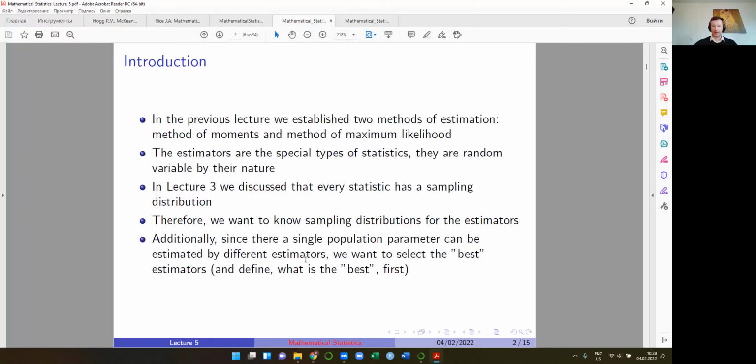And as we know, there are different rules for estimation. There are different estimators for one single population parameter. We want to select the best, but we need to know what is the best before selecting it. That's the goal for this lecture. We want to establish some properties of these point estimators, and find out how to select which one is better from different estimators.